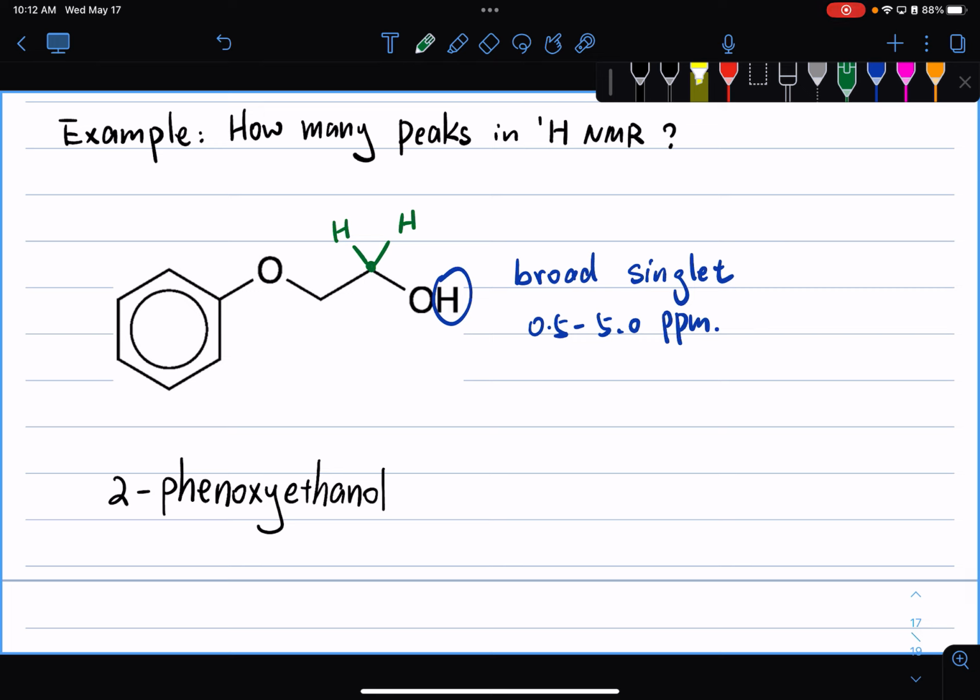It has different connectivity. And what is the splitting pattern of this green peak? That depends on its neighbor. We don't count OH as its neighbor, but here we have two more hydrogens neighboring my green hydrogen. So that means for my green hydrogen, we're expecting it to be a triplet. My red hydrogen also has two neighbors, so we're also expecting it to be a triplet.